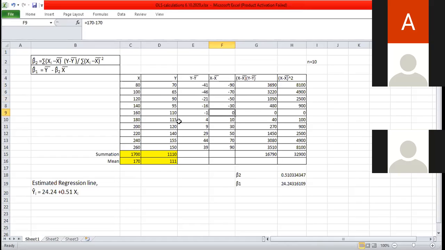But Professor, why is this 0? It cannot be 0. Yeah, it will be 160 minus 170, minus 10. Yeah, minus 10. Okay, I think our result will change a little bit. Anyways, not a big deal. So, you know now, what is this? 200 minus 170. 220 minus 170 and so on.